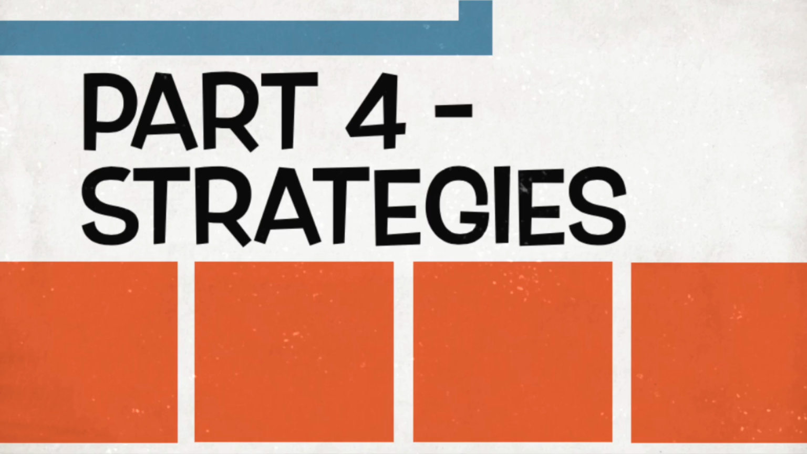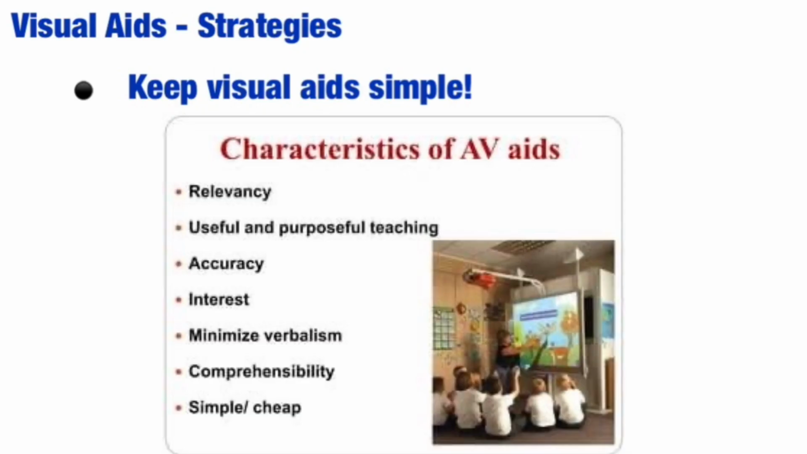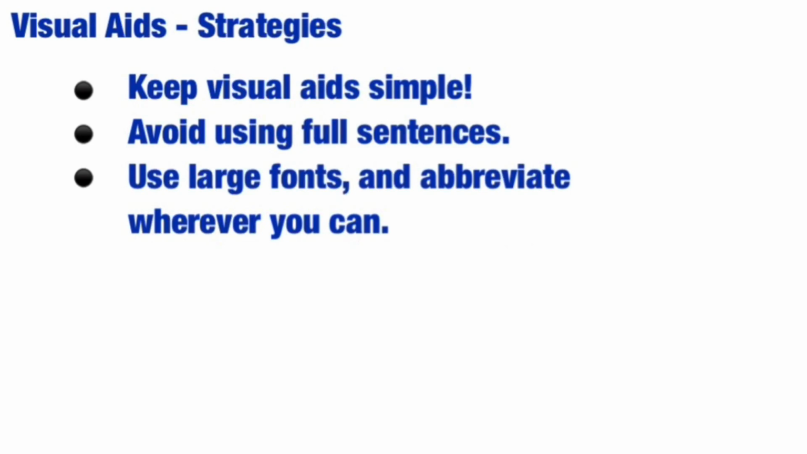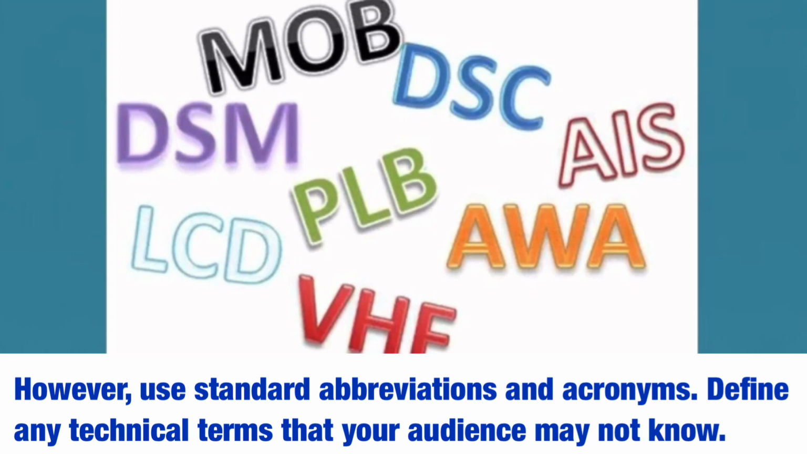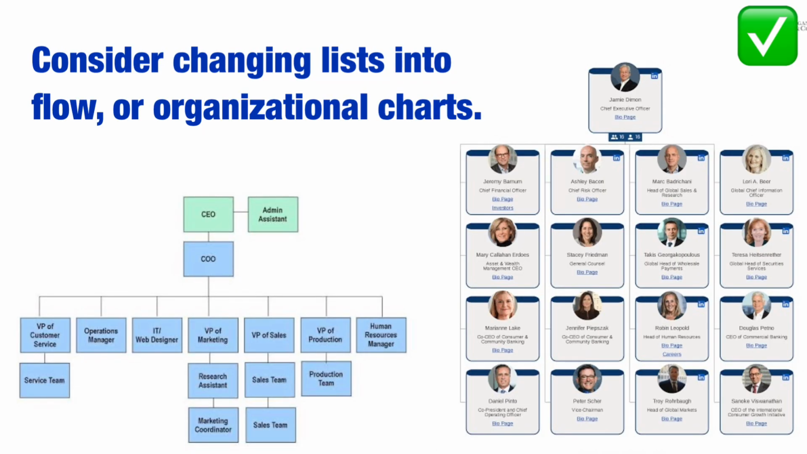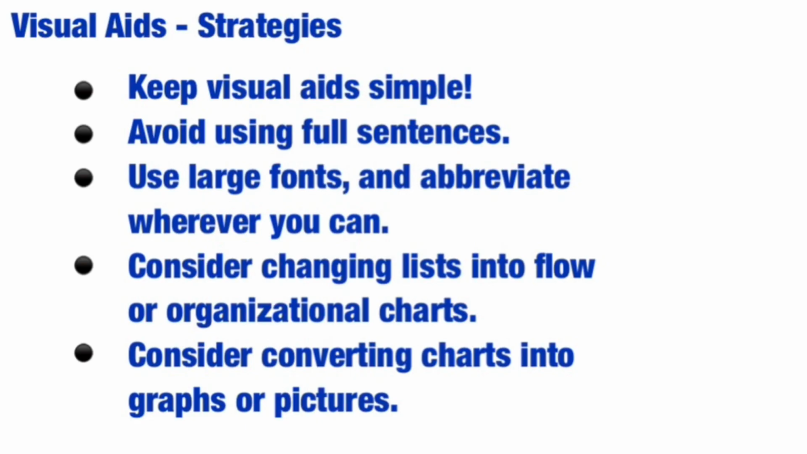Part 4. Strategies. Keep visual aids simple. Avoid using full sentences. Use large fonts and abbreviate wherever you can. However, use standard abbreviations and acronyms. Define any technical terms that your audience may not know. Consider changing lists into flow or organizational charts. Consider converting charts into graphs or pictures.